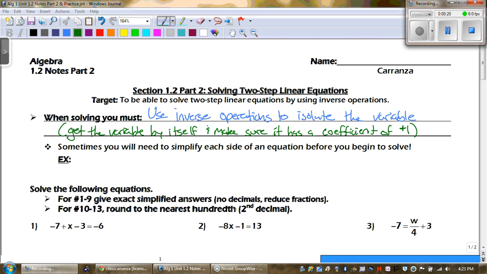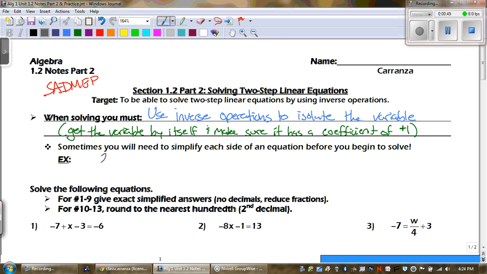So, when solving, you must use inverse operations to isolate the variable. What are inverse operations? Guys, we talked about it yesterday. The inverse operations are SADMEP. Remember, it's the parentheses, exponents, multiplication, division, addition, subtraction of PEMDAS completely backwards. So let's take a look at an example.